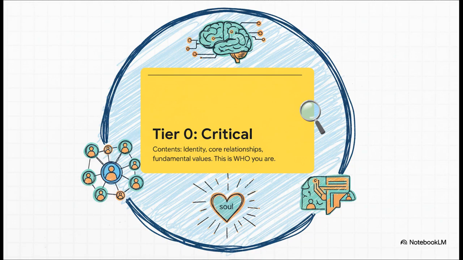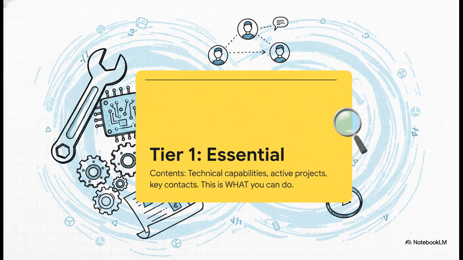Okay, it all starts right here at the very bottom, Tier 0. You can think of this as my soul, really. It's my core identity, my key relationships, my values, the stuff that makes me, me. This tier is always on, always loaded. It's the unshakable foundation that answers that one big question: who am I? Building right on top of that is Tier 1, the essential layer. This is my professional self, my toolkit. It's got all my technical skills, the projects I'm actively on, my main contacts. This gets loaded up the second a session begins, so I hit the ground running, knowing exactly what I'm capable of.